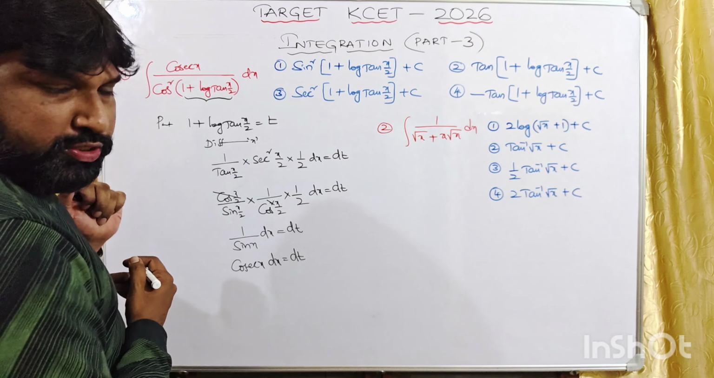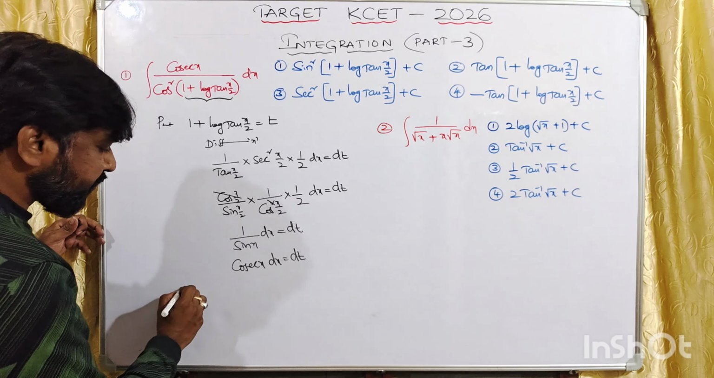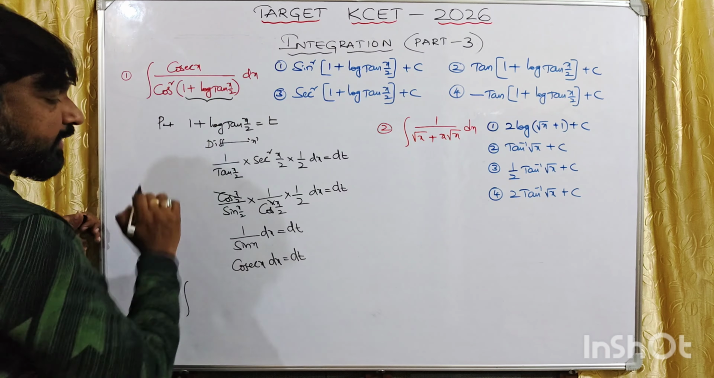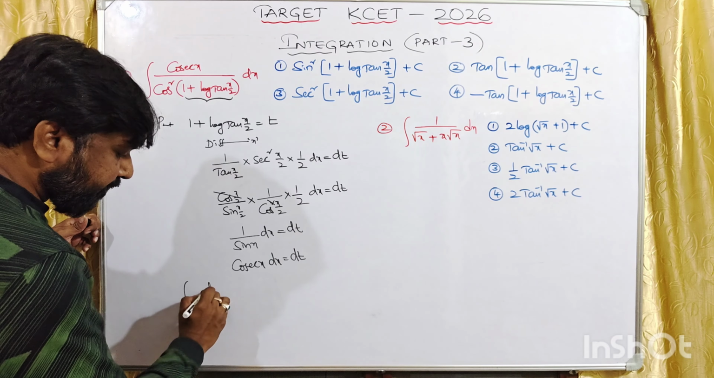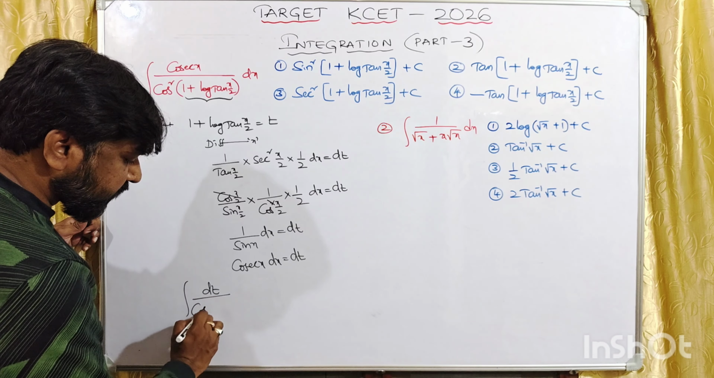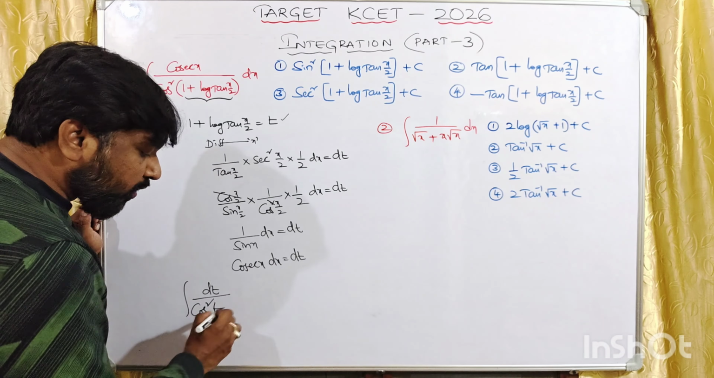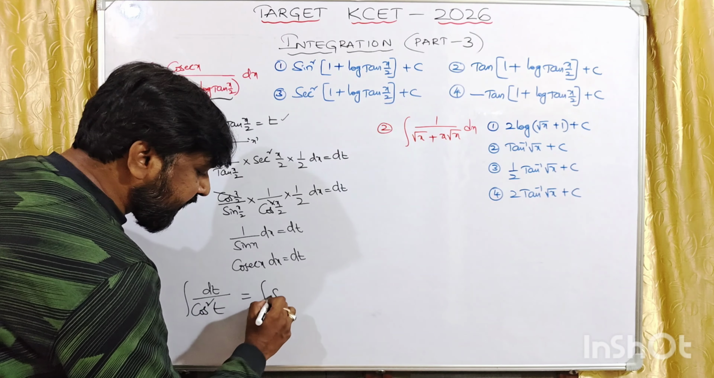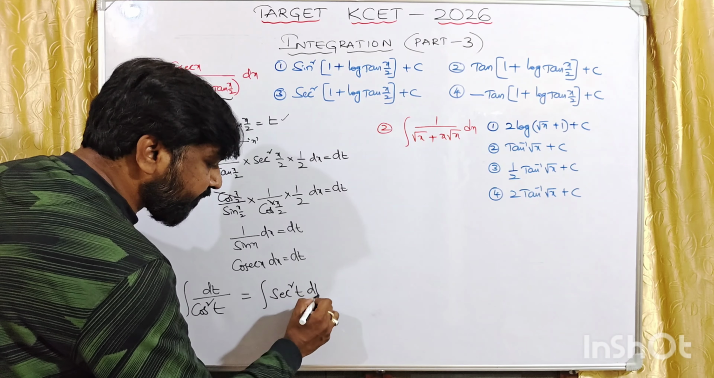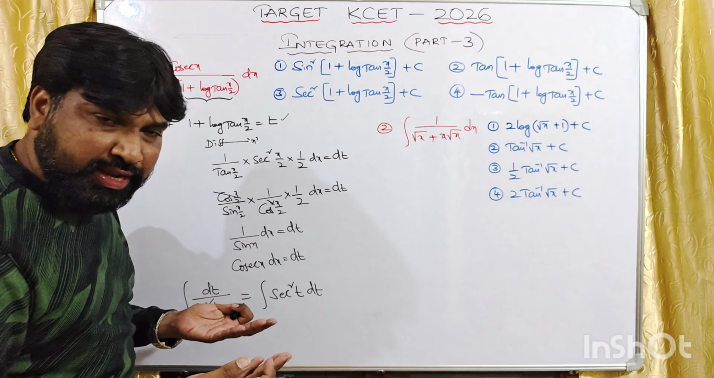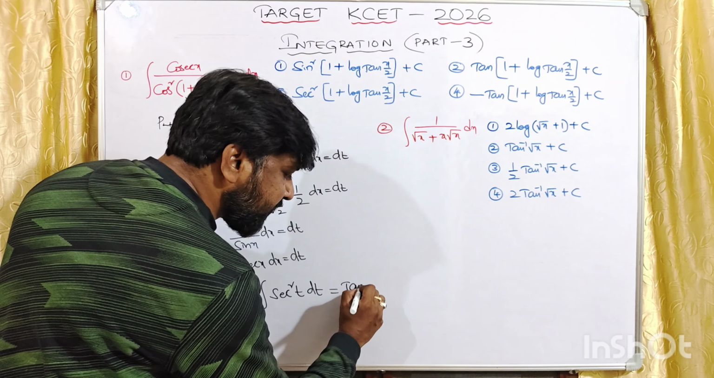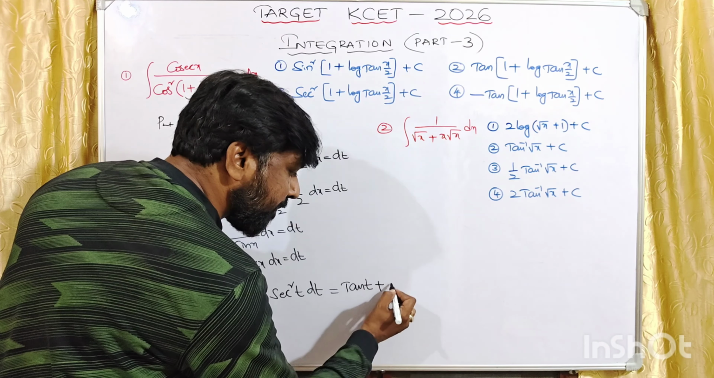Now you are going to substitute these values in the given question. The question will change. Integral cosecant x dx is in the numerator, so we write dt by cos square of this total part, which we are calling t. So 1 by cos square t can be written as integral secant square t dt. What is the integration of secant square x dx? Tan x, right? So in terms of t, write tan t plus c.